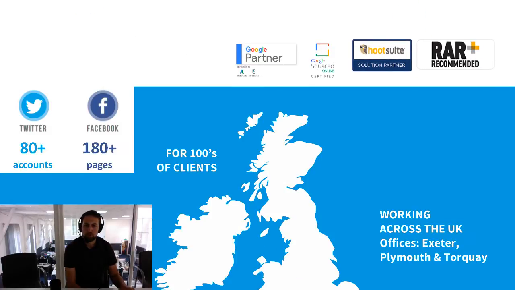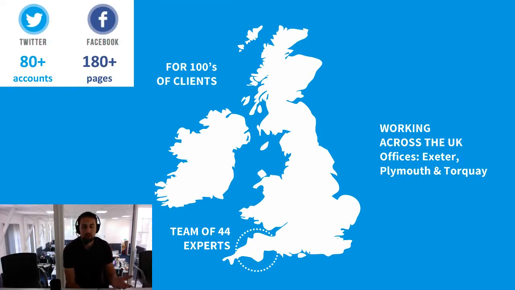So in terms of Big Wave Media, just to give you a bit of context to our social media credentials. We work across the whole of the UK, so we're looking at social channels from a wide range of organisations across the country. We have about 180 plus pages in our Facebook Business Manager account, and about 80 Twitter accounts. So we're seeing a lot of activity across a wide range of different industries and businesses across the UK, but also specifically within the Southwest. We've got a team of 44 members of staff, and we are based in Exeter. We've got offices in Torquay and Plymouth as well.